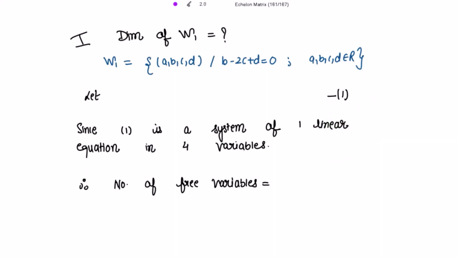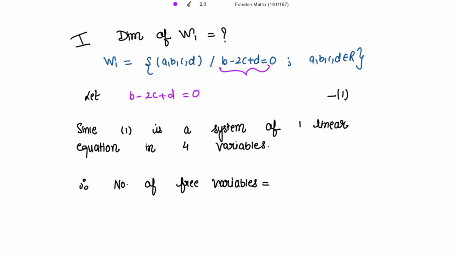To find the dimension of W1, it is given to us that W1 is a subspace having the vectors (A, B, C, D) of this kind such that B minus 2C plus D is equal to 0, and A, B, C, D belong to the set of real numbers. So this is the condition given to us. So let B minus 2C plus D be equal to 0. Please mark this as 1.